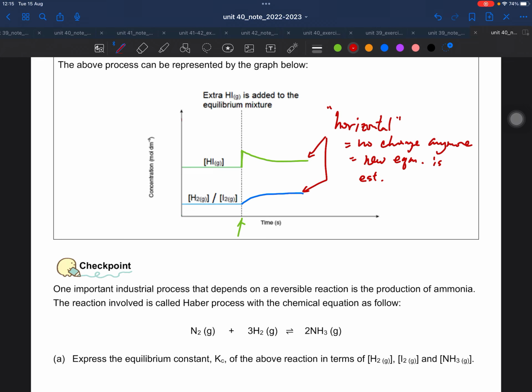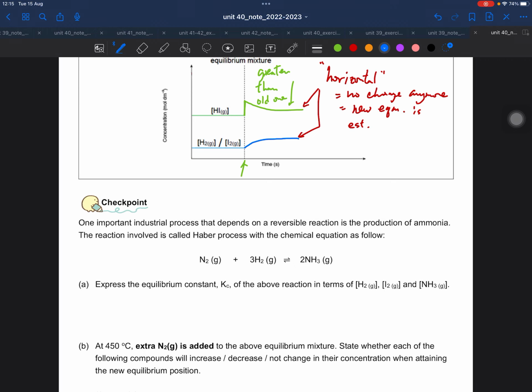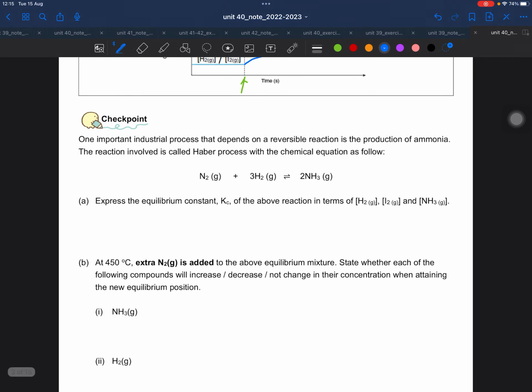But this concept is easy, right? They will achieve a new equilibrium, but be careful. The new equilibrium concentration of HI is greater than the original one, and the same case is for H2 and I2. They will be a little bit greater than the original one. And that's it. So that is what you will see in the public exam.